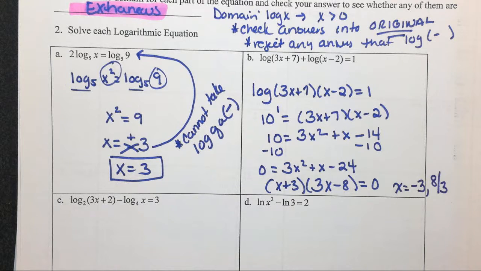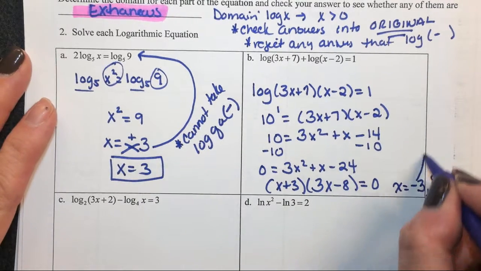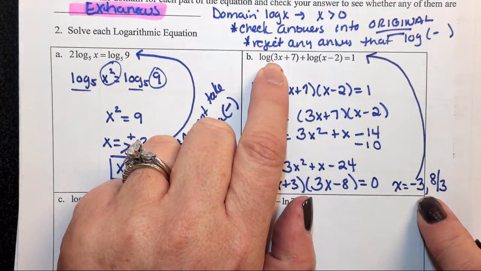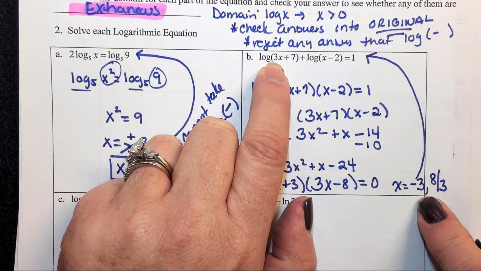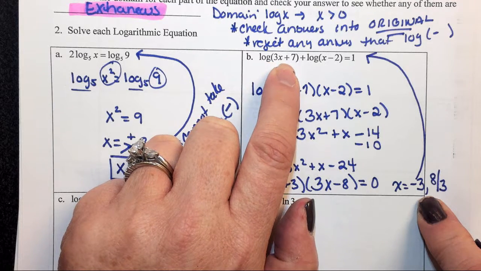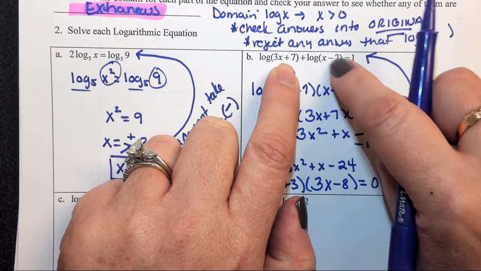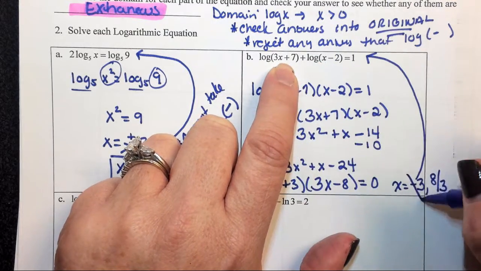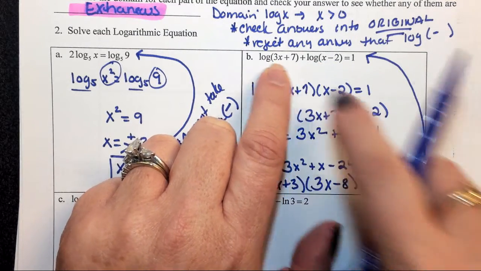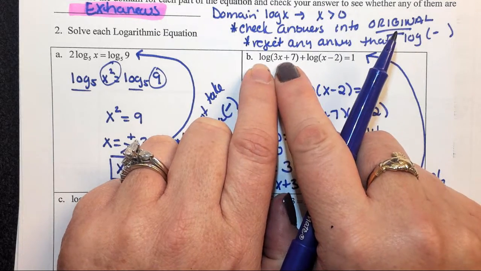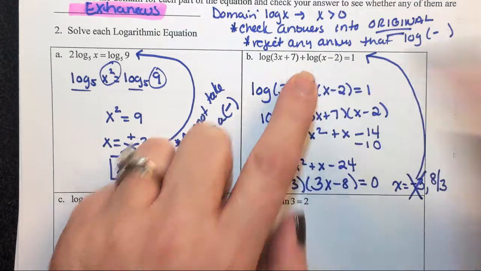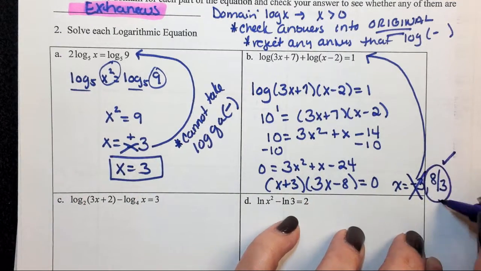Now what do you have to do with those answers? You have to plug them back where? Plug them back into the original. So go back to your original. If I plug in negative 3, well, negative 3 times 3 is a negative 9. Negative 9 plus 7 is a negative 2. No need to even check it in the other one, because what happens? I end up with a log of a negative. So I have to reject it. So if I plug in 8/3, 3 times 8/3 plus 7 is good. And then 8/3 minus 2 is good. So I know that 8/3 is going to be my only solution.